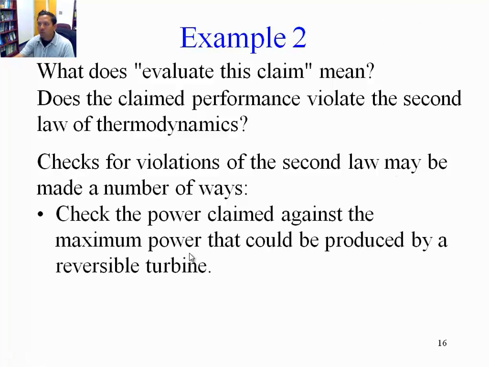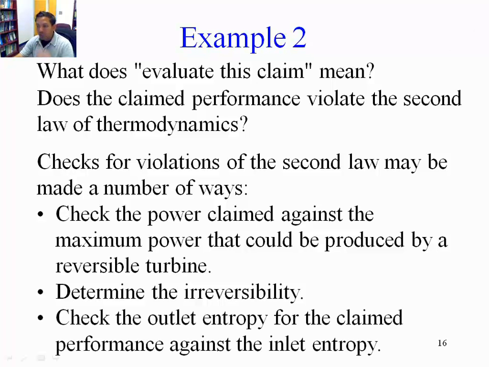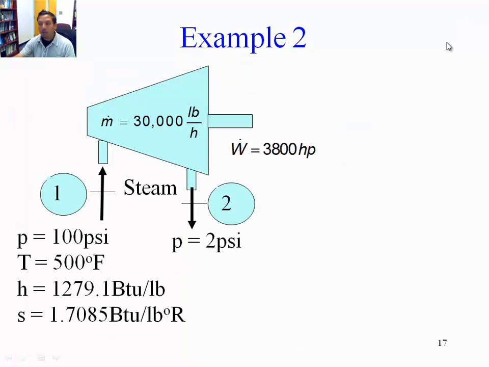So we can do this a couple different ways. We can check the power claim against the maximum power that could be produced by a reversible or isentropic turbine, or we can determine the irreversibility by calculating the change in entropy. We can check the outlet entropy for the claimed performance against the inlet entropy, and if we find that the change in entropy is negative, well, obviously change in entropy cannot be negative for adiabatic processes.